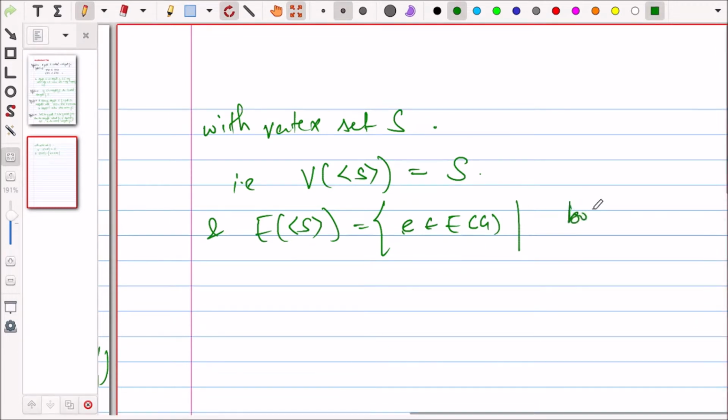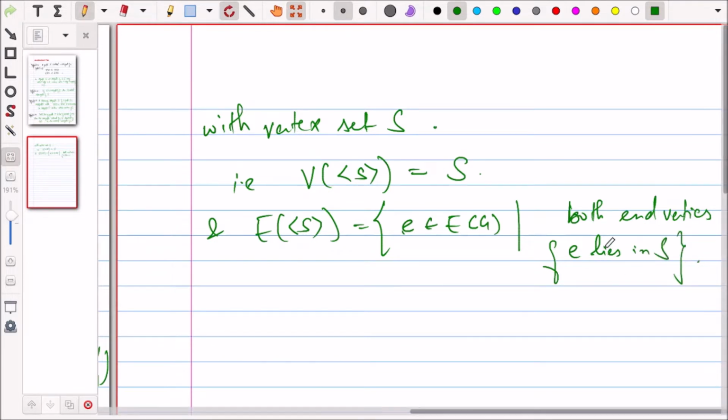Both end vertices of E lie in S. So all of them should come in. Are you getting my point? So maximal means that every edge whose both end vertices are inside S should come in. That edge has to be in the induced subgraph of S.